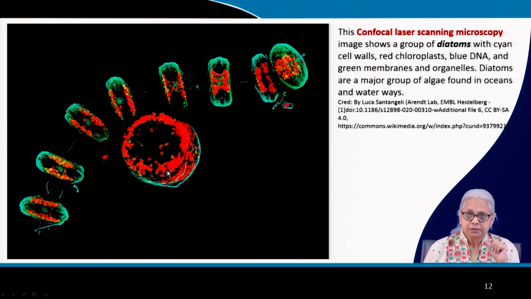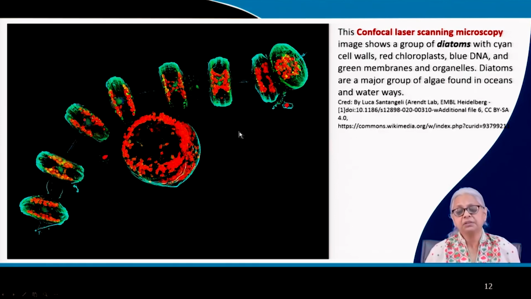The red color is associated with the chloroplasts. There is blue DNA, which is a little hard to see, but in this particular case you can see some blue material at the center of the cell, and that's the DNA. Then you have the green membranes. So here you have the green membranes, and you have several other organelles that are part of these diatoms.